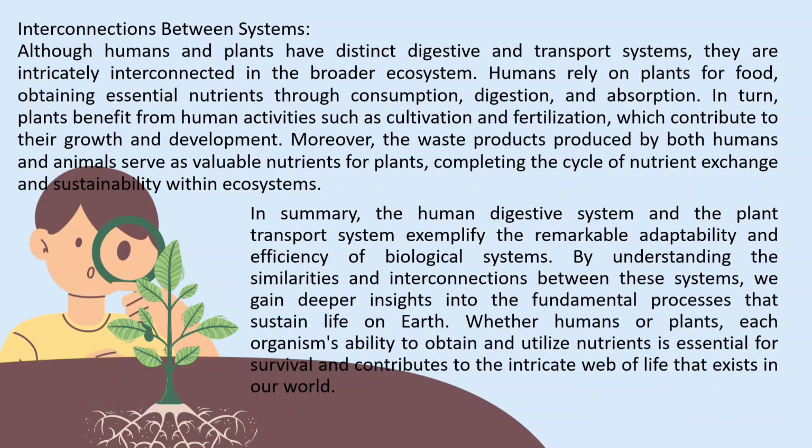Interconnections between systems. Although humans and plants have distinct digestive and transport systems, they are intricately interconnected in the broader ecosystem. Humans rely on the plants for food, obtaining essential nutrients through consumption, digestion, and absorption. In turn, plants benefit from human activities such as cultivation and fertilization, which contribute to their growth and development.